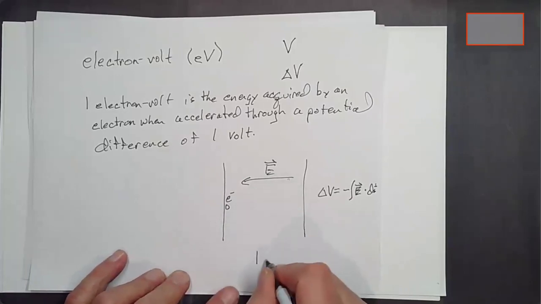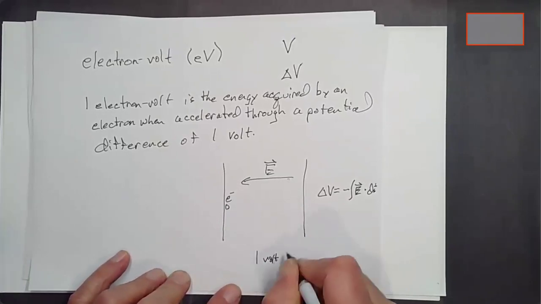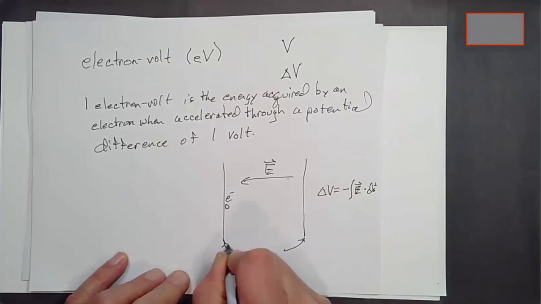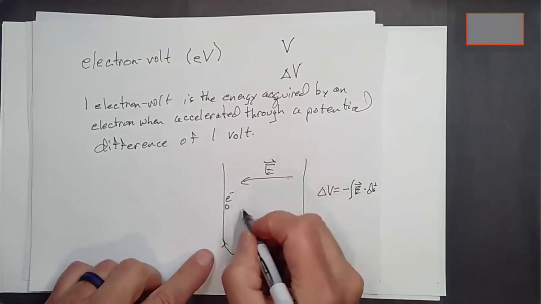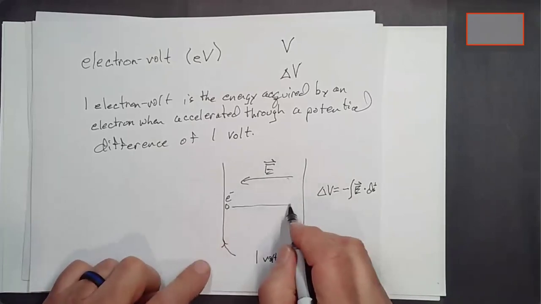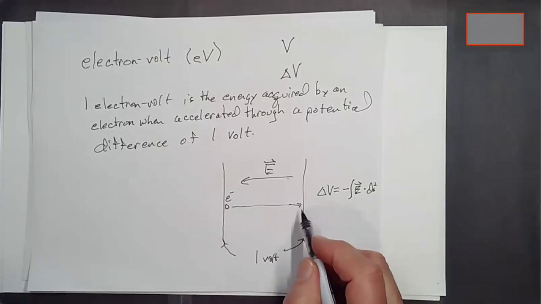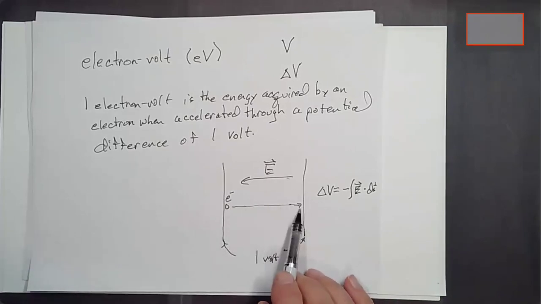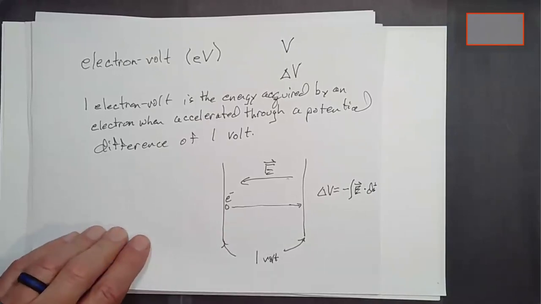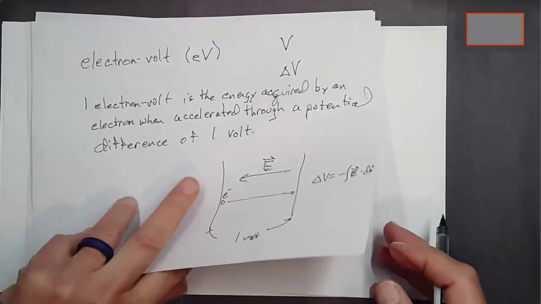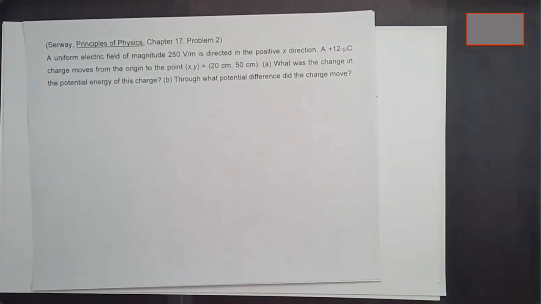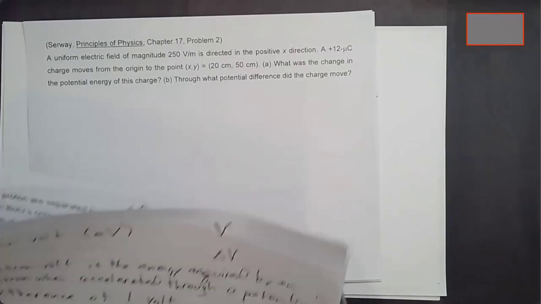But anyway, if this is 1 volt of potential difference between these two sides, if the electron starts over here at rest and ends up smacking into the wall over there, it'll have 1 electron volt of energy when it smacks into the wall. So try to think of it that way, I guess. Okay, I think I've got a couple more example problems we can do here, about electric fields.